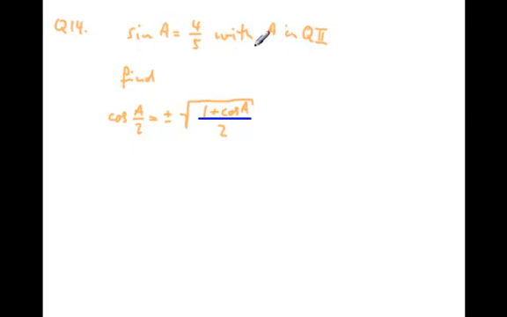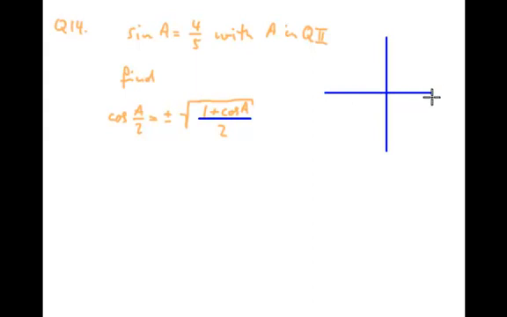Now I cannot plug in sine A equals 4/5 straight away, because it says cosine A in here, so I have to do something. Well, A in quadrant 2, as well as the nice integers 4 and 5, is going to give me a clue. I have to go back to a previous problem and perhaps another chapter that I remember.